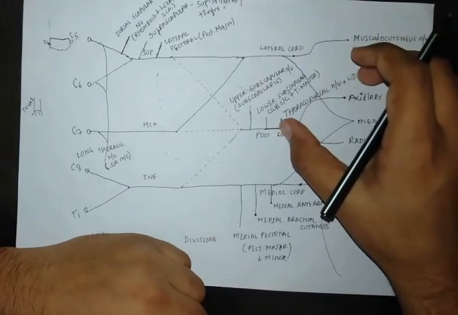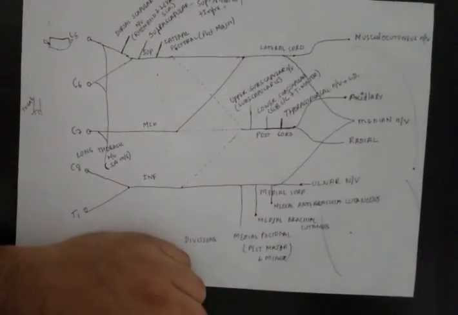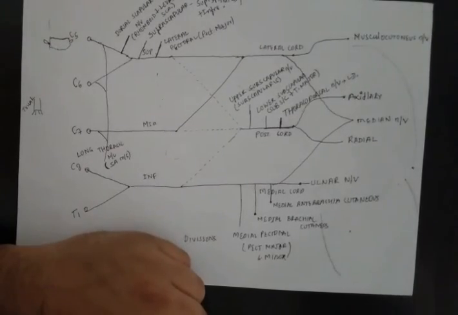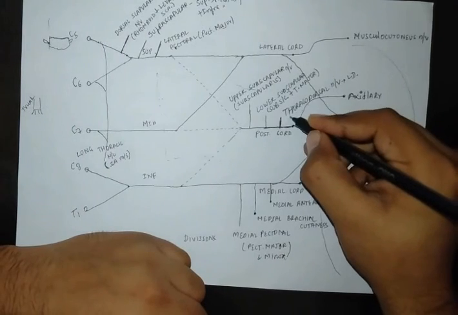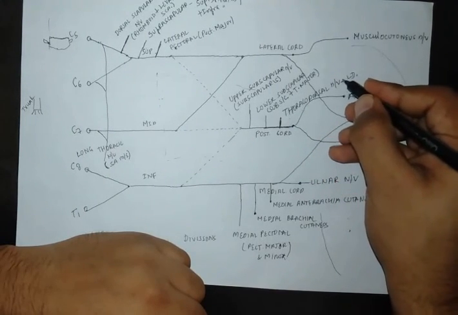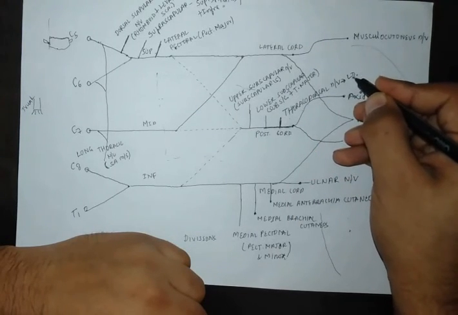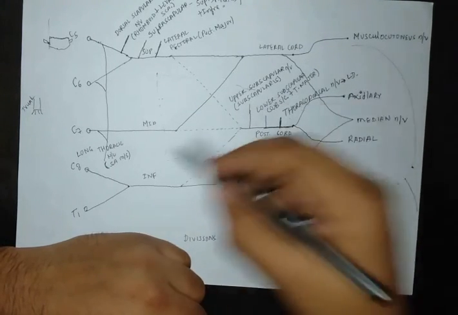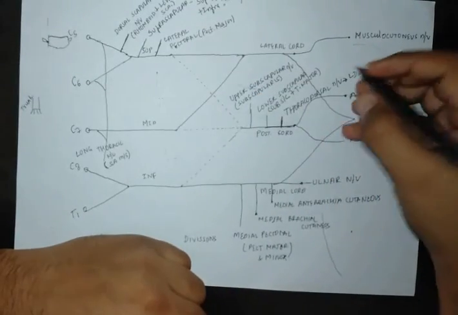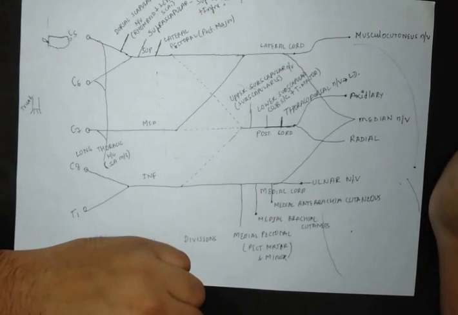I used to confuse thoracodorsal and long thoracic, but this name thoracodorsal itself explains which muscle it would supply, thoraco and dorsal, which is the latissimus dorsi, and long thoracic is towards the anterior side, serratus anterior muscle. So these are the basic outline.